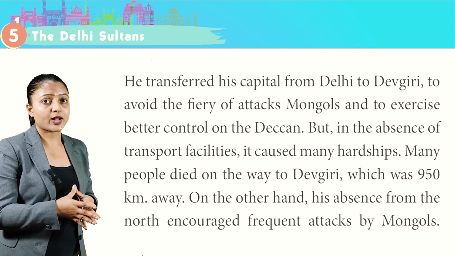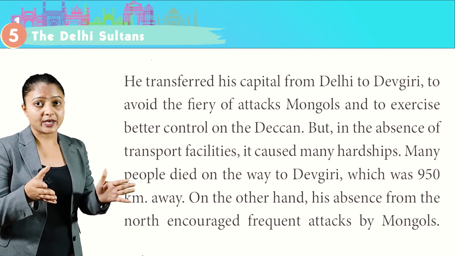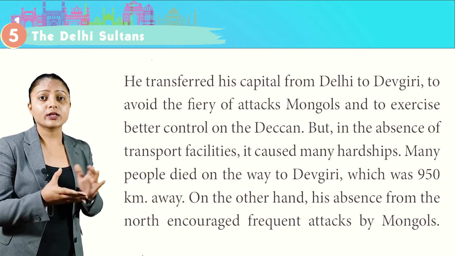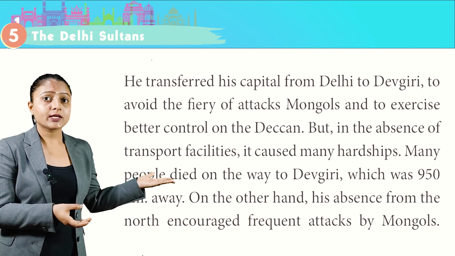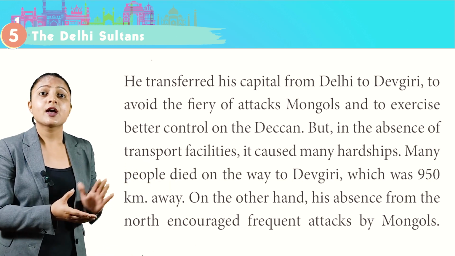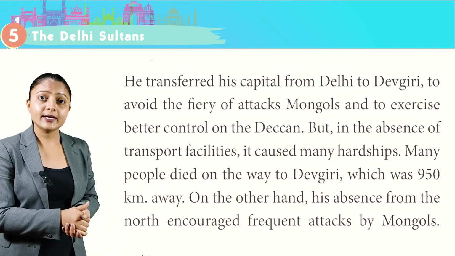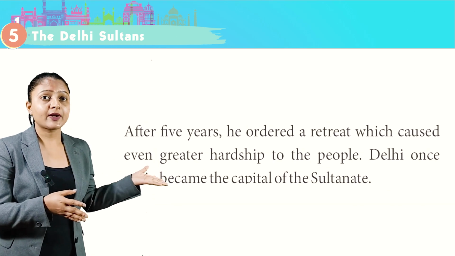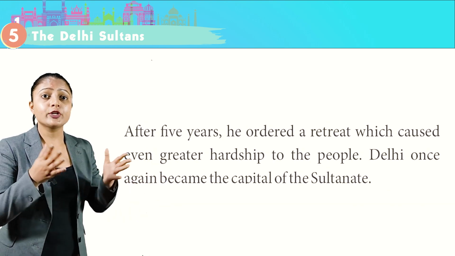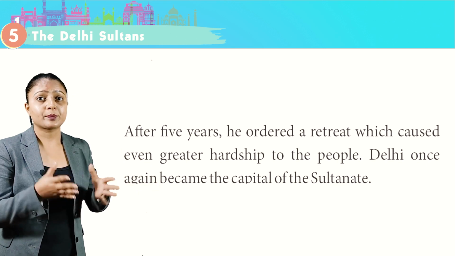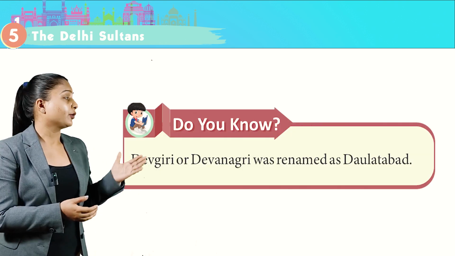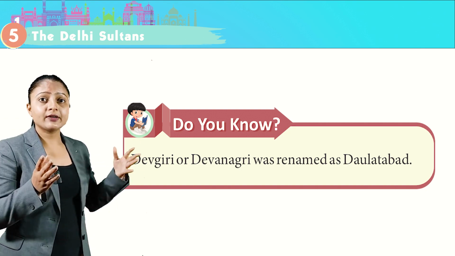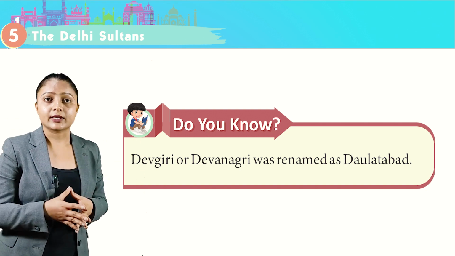But in the absence of transport facilities, it caused many hardships. Many people died on the way to Devgiri, which was 950 km away. On the other hand, his absence from the north encouraged frequent attacks by Mongols. After 5 years, he ordered a retreat, which caused even greater hardship to the people. Delhi once again became the capital of the Sultanate. Do you know? Devgiri or Devagiri was renamed Daulatabad.